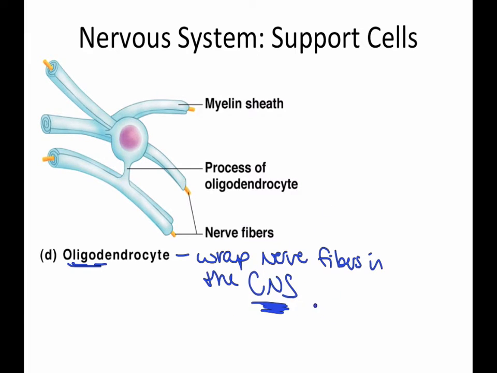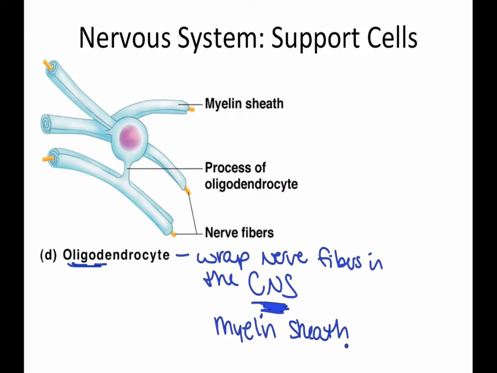So they wrap nerve fibers, and the wrapping that they use is called the myelin sheath. The myelin sheath is what they wrap those fibers with.